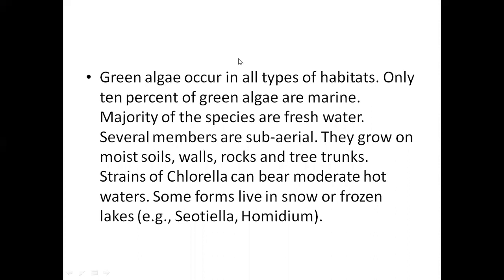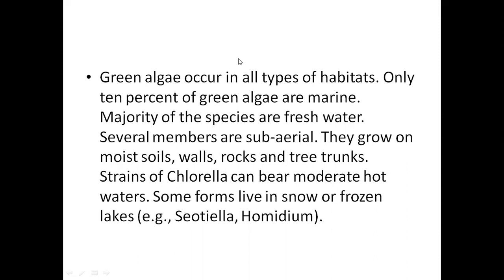In fact, they are found near hot springs also. When they are found near hot springs, they are known as thermophilic. Some algae are also found on snow and frozen lakes, and they are known as cryophytes. Here the examples are Chlamydomonas and Scotiella. So basically, they are cosmopolitan in nature. In the alpine region, there is an alga known as Haematococcus nivalis, which causes red snow in the alpine region.